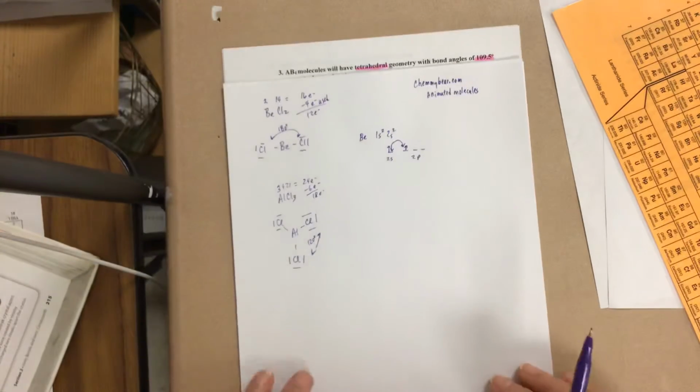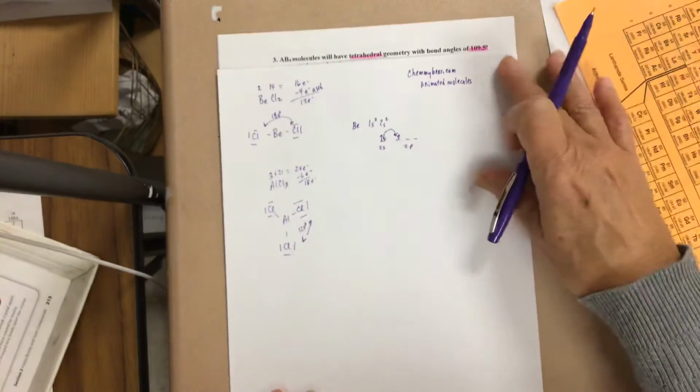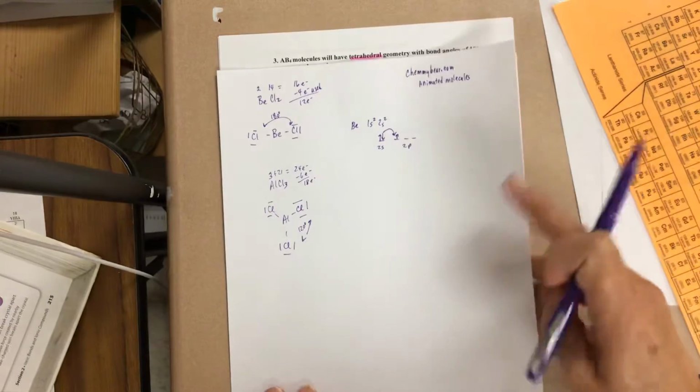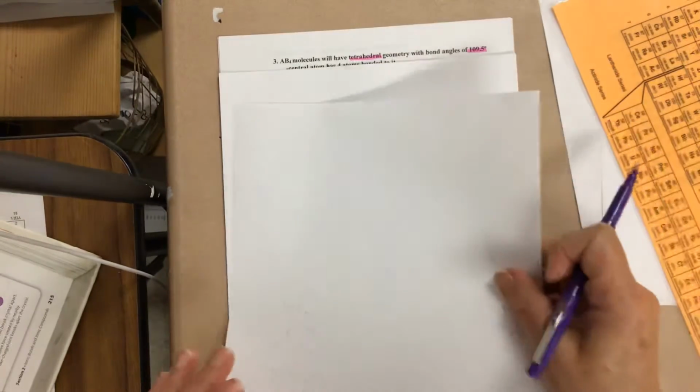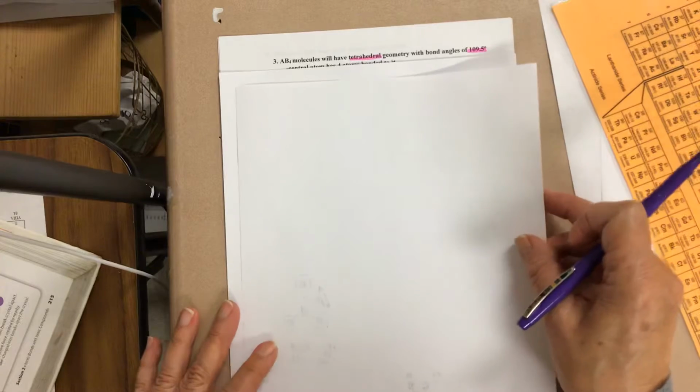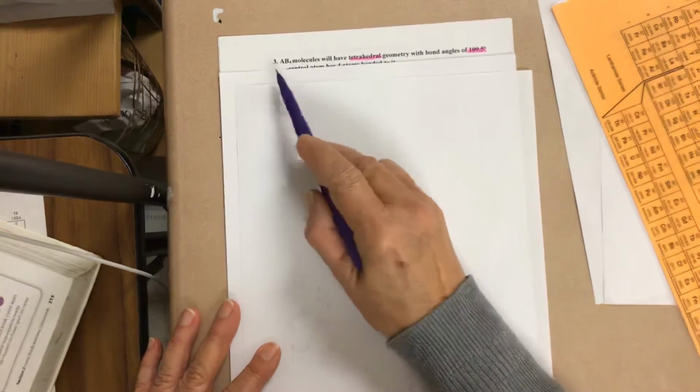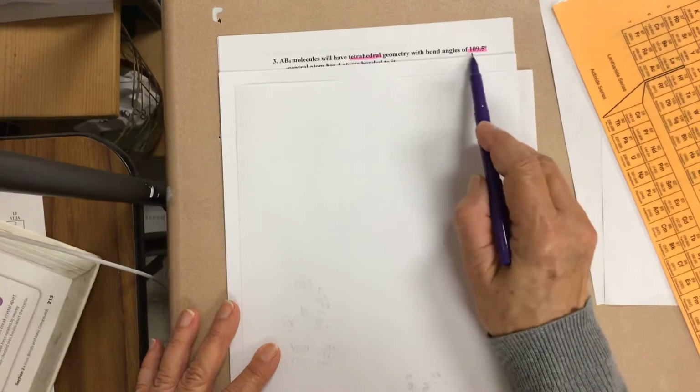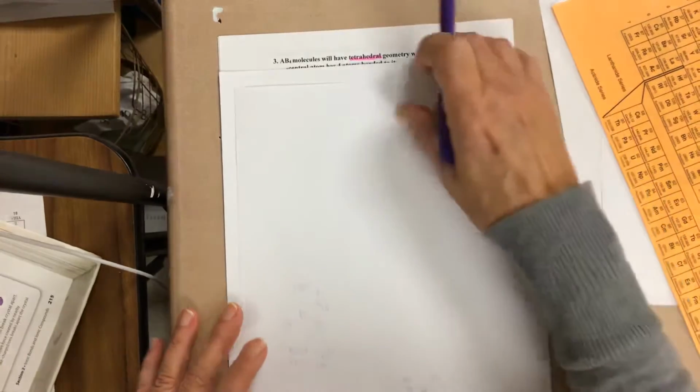Okay, our next molecule is an AB4. AB4 molecules will have tetrahedral geometry. Tetra means 4, so that makes it easy to remember the geometry. So there's going to be 4 atoms bonded, and your bond angles are 109.5.